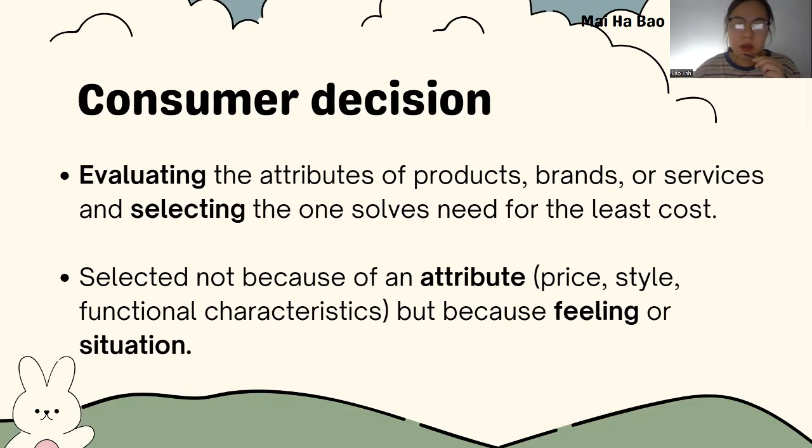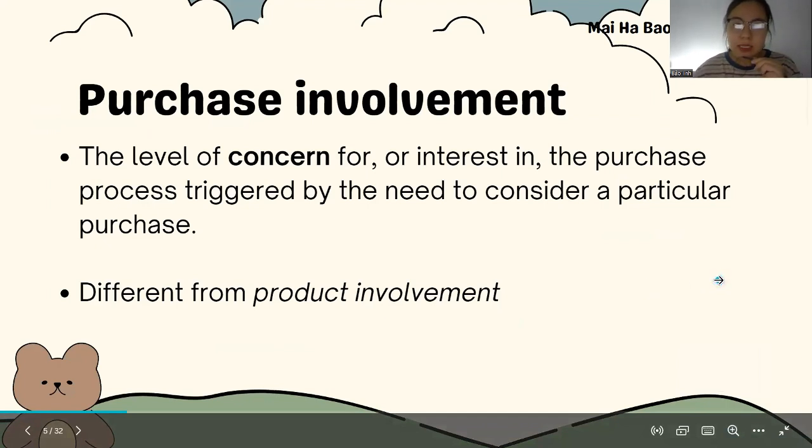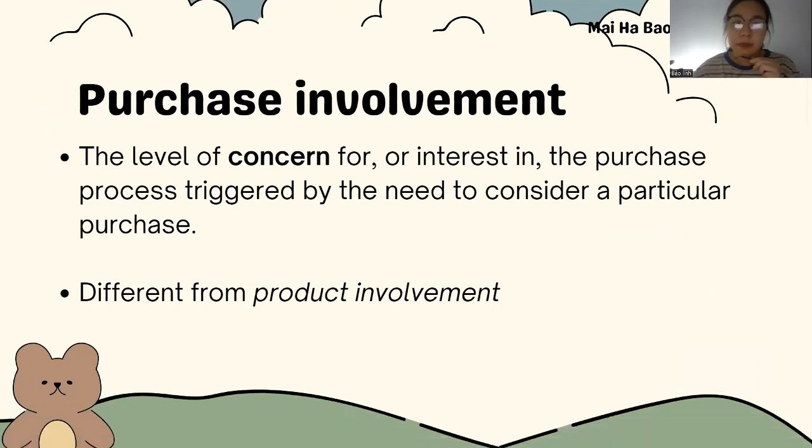Sometimes they select not because of an attribute, price, style, or functional characteristic, but just because of a feeling or situation, like they feel they like it, or a friend's recommendation. That's why we need to understand these types of decision making, to make the right marketing strategy.